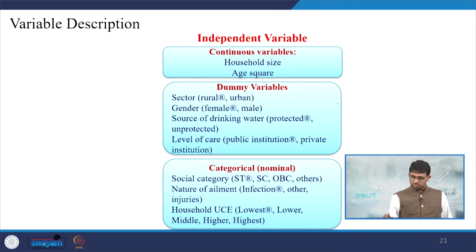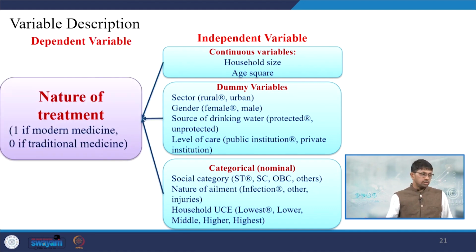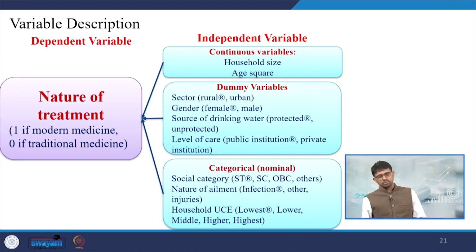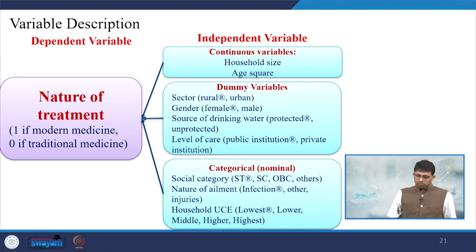Regarding the formation of this model, the dependent and independent variables and their concepts, we will cover it in the third lecture. Here the code for the dummy dependent variable is 1 if modern medicine is used and 0 if traditional medicine is used. The independent or control variables we have taken are these: some continuous variables, some dummy variables, and some categorical variables.